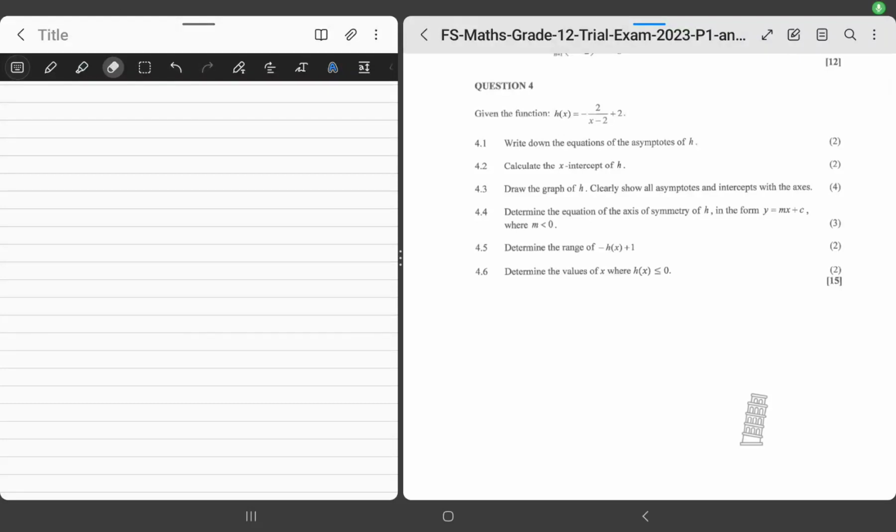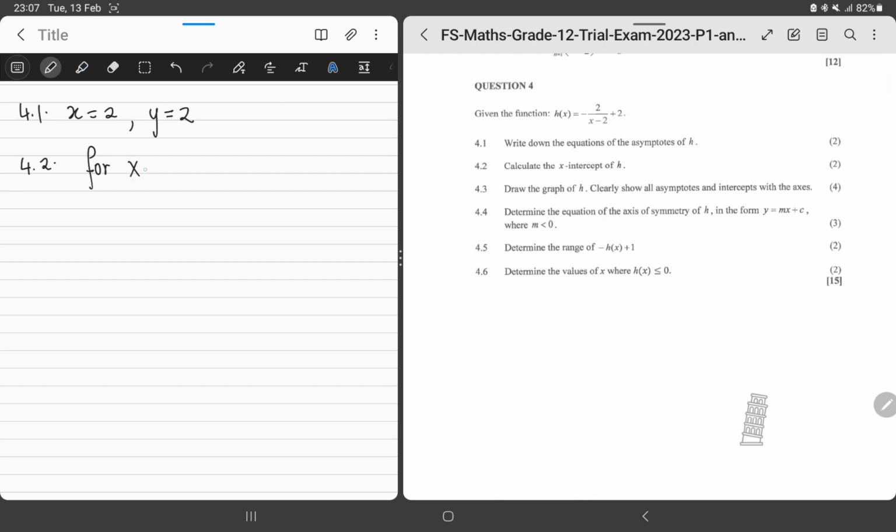This question is from the Free State, September 2023. Question 4. We are given the function h of x. 4.1. Write down the equations of the asymptotes of h. x is equal to 2, and y is equal to 2. 4.2. Calculate the x-intercept of h.